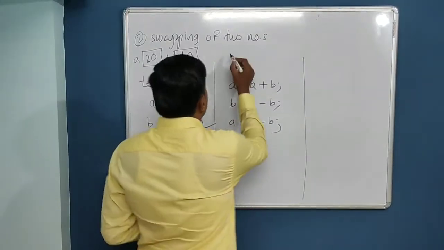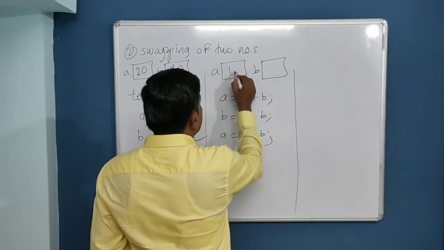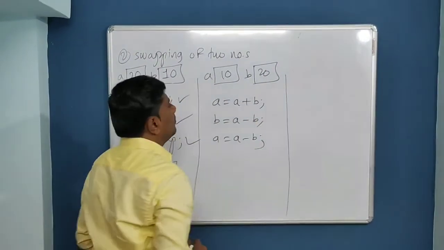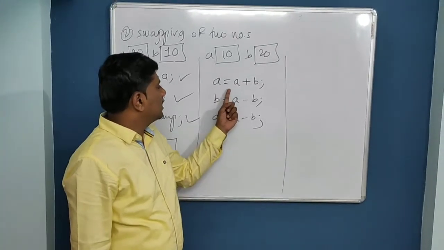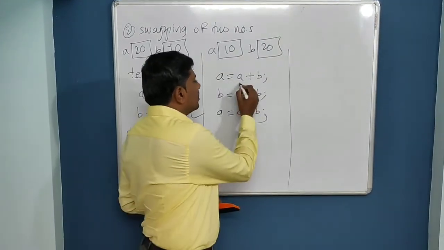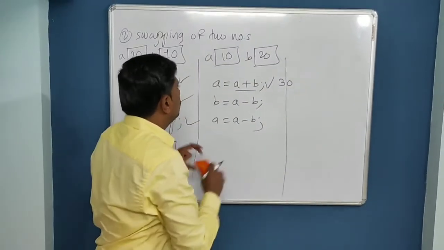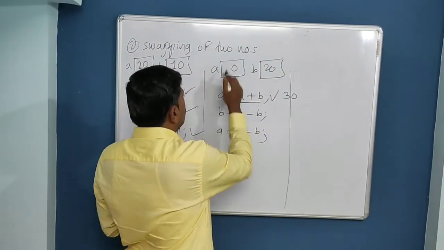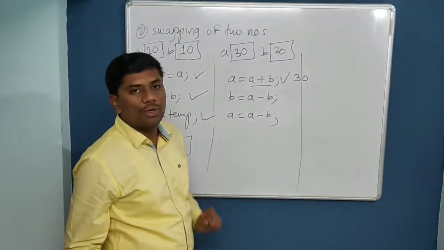So consider again, there are two numbers 10 and 20. How to swap these two numbers? So first statement is A assignment A plus B. So what is A plus B? Result of A plus B? 30. So that will be assigned to A. So the current value of A is 30 and the current value of B is 20.